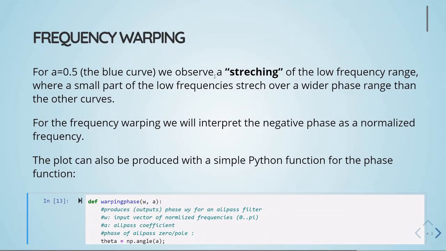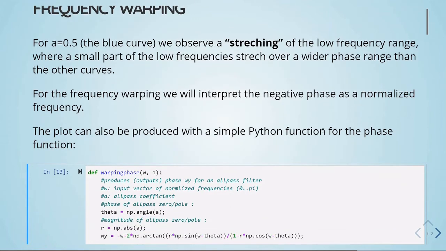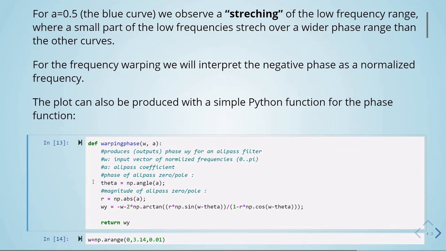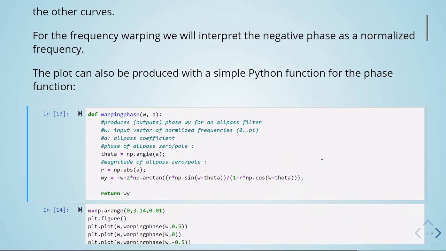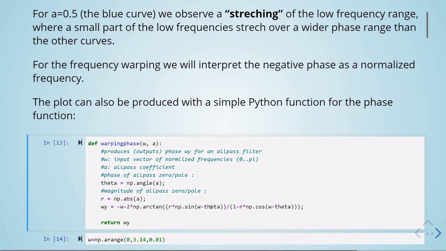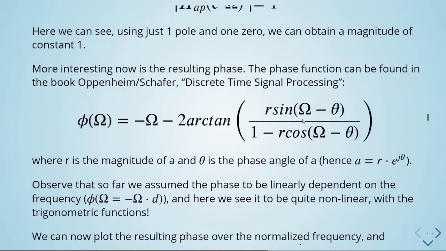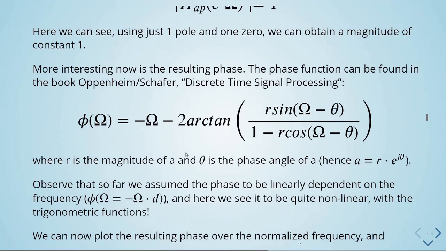We can also reproduce the plot from the previous session by using this function. We're defining a warping phase function. It takes as arguments an input vector of normalized frequencies and the all-pass coefficients, and will return this warping phase. So here we see this is the same equation that we found in the Oppenheim book, Discrete-Time Signal Processing.